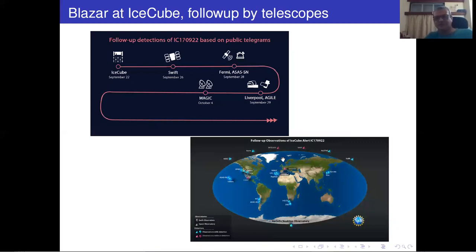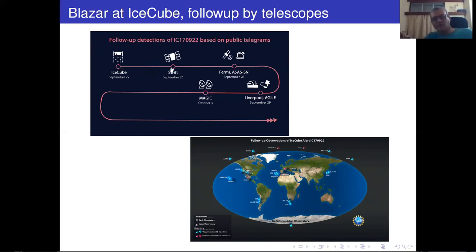So in this map, you see detectors around the world. Some of them are on Earth, which are mainly X-ray detectors. Some of them are in the sky on satellites. Now, once it was known which direction the neutrino came from, X-ray detectors and gamma ray detectors started looking in that direction.